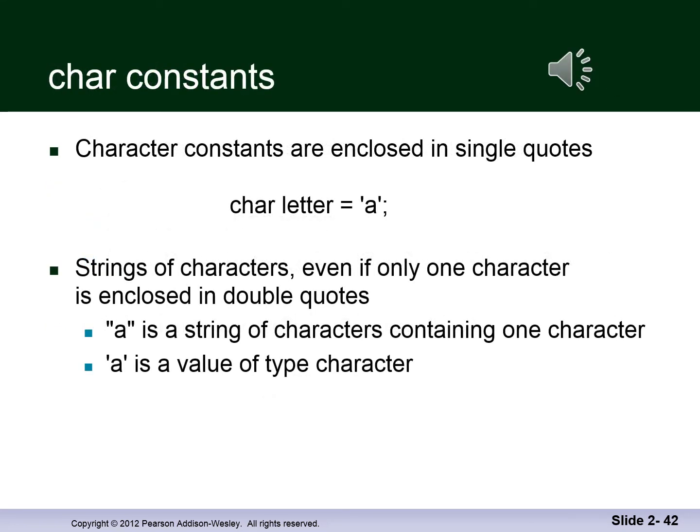You can also initialize a char when you're declaring it. And here's an example. We're setting up a memory location to hold a char. Its identifier is letter, and we are initializing it to the letter A. Notice character constants are enclosed in single quotes. Strings, which are multiple characters, are in double quotes. So double quote A is a string of characters containing one character. Single quote A is a value of type character. More on this later, I promise.